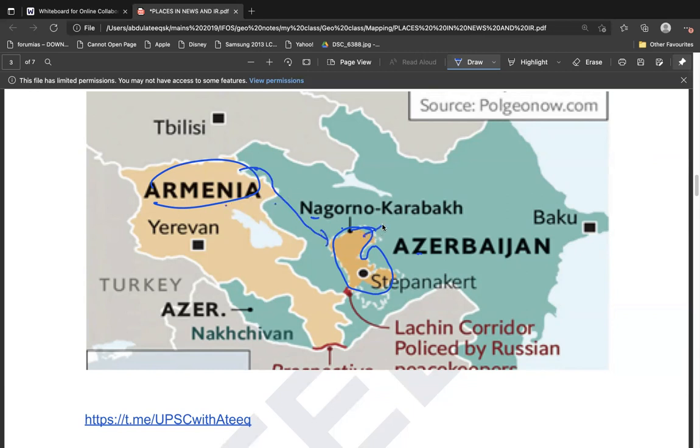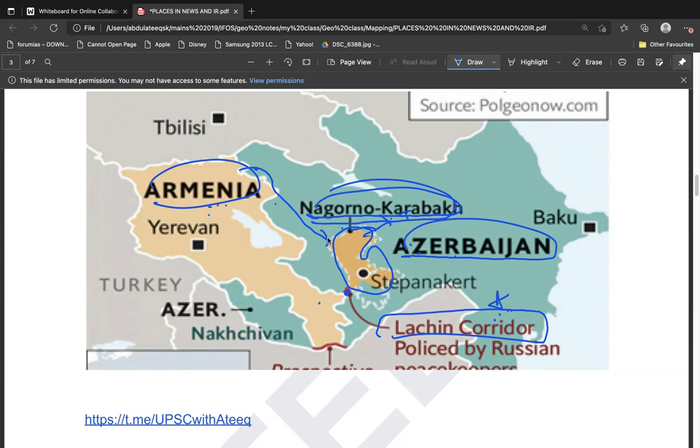Now these people are asking for independence, meaning separatist tendencies are going on. Azerbaijan says these are being provoked by Armenia. Can you see here, there is a small corridor connecting this province, the Nagorno Karabakh region of Azerbaijan, to Armenia. It is called the Lachin Corridor. It is very important, the Lachin Corridor is in the news, and they can ask about it. This narrow strip of corridor connects Armenia to the Nagorno Karabakh region of Azerbaijan.